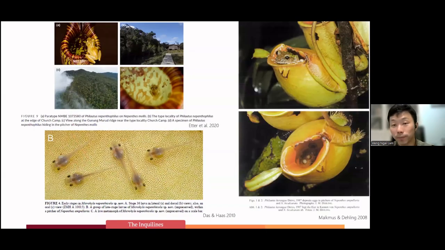And lastly, we have the frogs. The frogs are one of the most popular groups. I think many people love amphibians, and just now I mentioned that many amphibians are facultatively mutualistic with pitchers, but there are a number of species that are probably obligate mutualists, especially species from the Microhylidae family. Some of them shown over here. And this one is a recently described one in Nepenthes mollis, one of the few studies on highland Nepenthes inquilines, as well as a few others shown here from ampullaria.